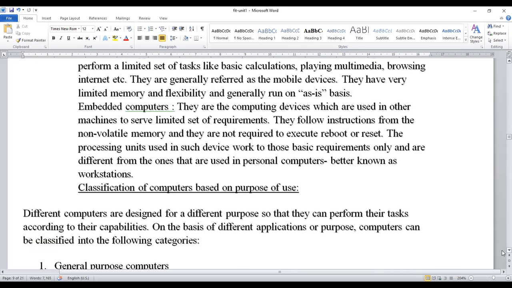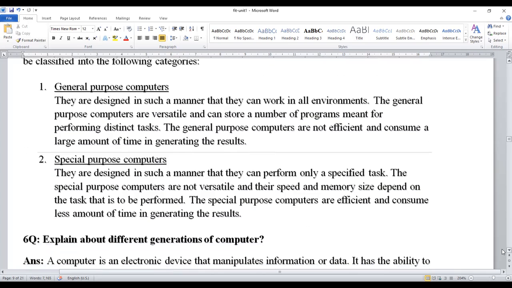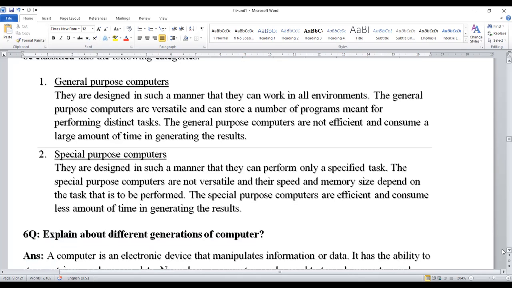So, classifications of computers based on the purpose. Different computers are designed for different purposes so that they can perform their tasks according to their capabilities. On the basis of different applications or purposes, computers can be classified into the following categories. General purpose computers are designed in such a manner that they work in all environments. They are versatile and can store a number of programs meant for performing different tasks. They are not efficient and consume a large amount of time in generating results.